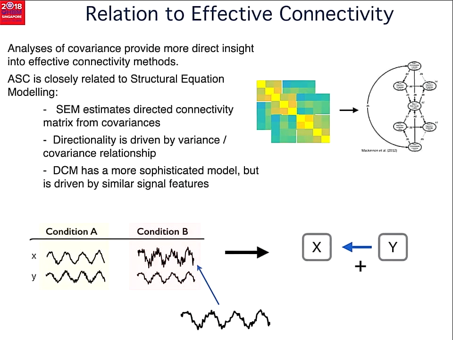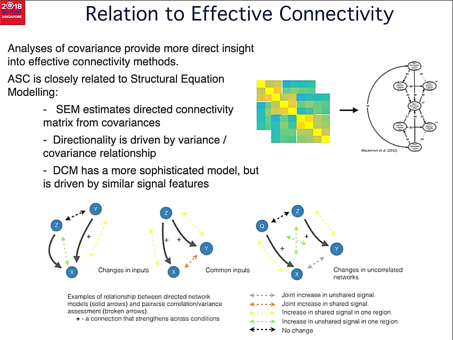Just very briefly, I'll talk about how this type of analysis has a close relationship to certain types of effective connectivity analysis, in particular structural equation modeling, where the directionality of relationships between regions is determined based on the variance-covariance relationship between them. So what this additive signal analysis can do is allow us to interpret the types of signal dynamics that are driving our effective connectivity models. And indeed, DCM has a slightly more sophisticated model, but it still is driven by similar signal features.